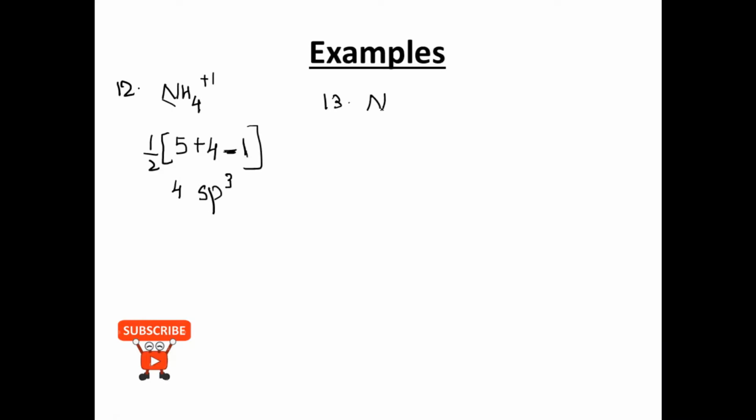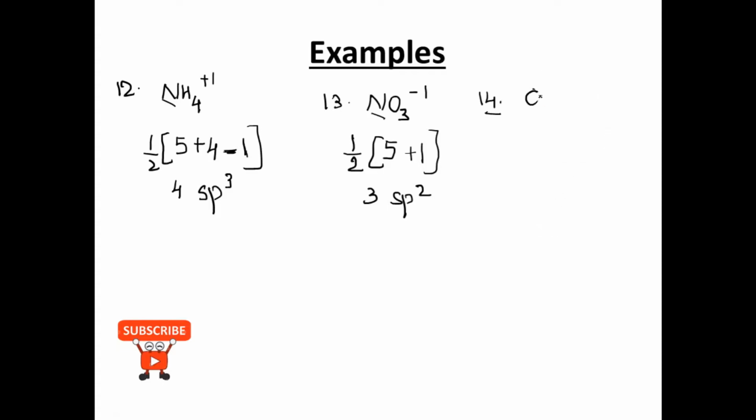If I take the nitrate ion, NO3 minus 1, same formula. Nitrogen central atom, 5 electrons in the valence shell. No monovalent, because oxygen is divalent. There is no cation. Whenever there is an anion, a negative charge, we have to add that charge. So 6 by 2 is 3. So the hybridization is sp2. Just look at the formula which I have already explained if there's any confusion.